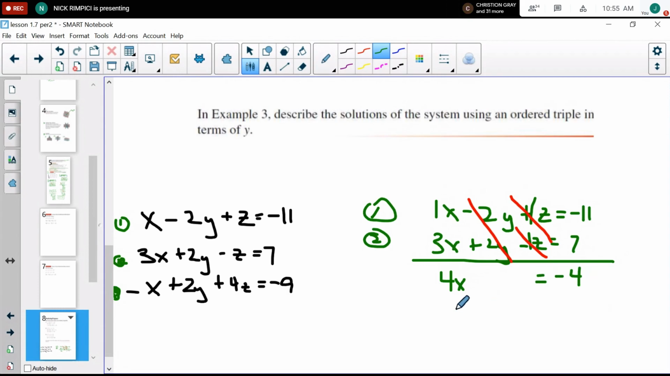Now it's really easy to solve for x. You can simply divide by 4 on each side to get rid of the 4 using the inverse operation. And when I divide negative 4 by positive 4, I get negative 1. So my x value is negative 1. That's great, this one worked out really nicely. I'm able to solve for x in one pass.